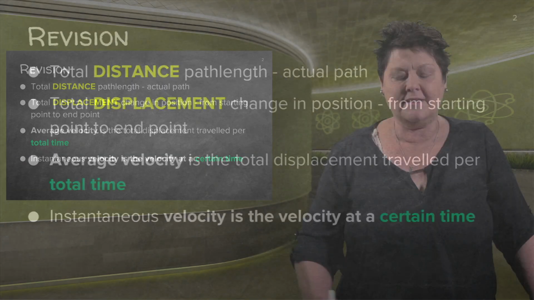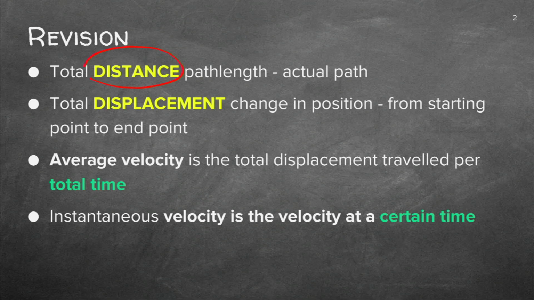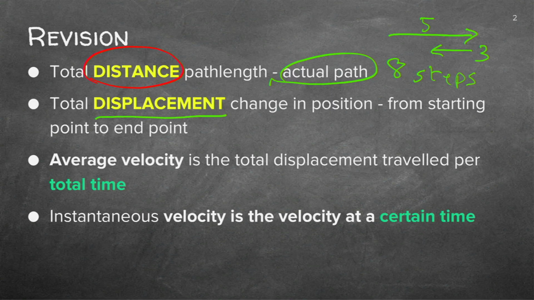We calculated the total distance. The total distance will always be the actual path. So the actual path would be, I walked there, I came back, it was 5 steps, it was 3 steps. So the actual path has been 8 steps. Remember, that's different to displacement.